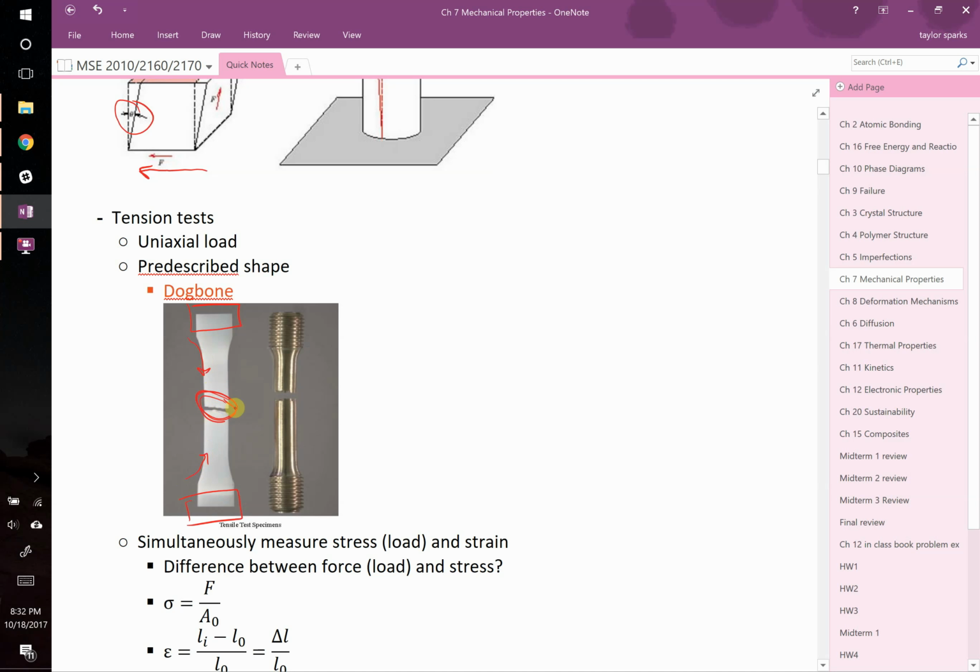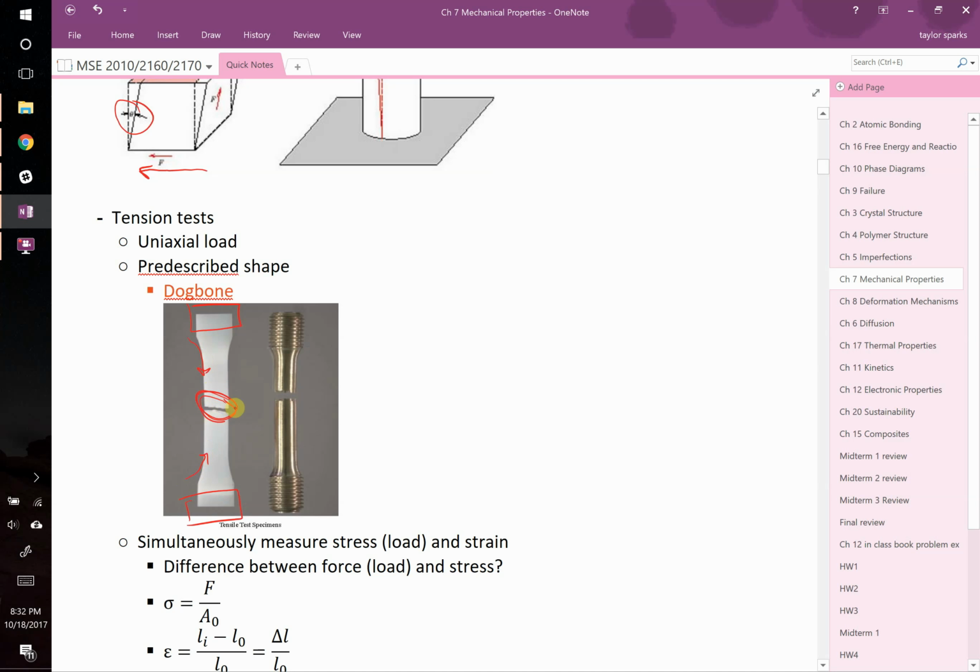And again, because stress is equal to force over area, by making the cross-sectional area smaller, you increase the stress. Therefore, you increase the likelihood of it failing in the center. These can be either clamped on or you can also screw them in. That design also works, right?